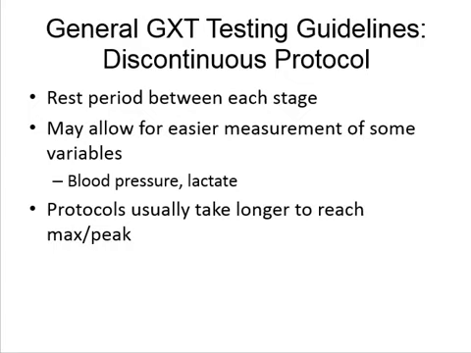And then the third protocol is a discontinuous protocol. So here we actually have rest periods between the different stages. And so you may be on the treadmill for 2 or 3 minutes and then stop for a minute or two so that we can measure a couple other variables. So if you're measuring blood pressure during the test, it is a lot easier if you have them stop between each stage and measure it. We can still take blood pressure during continuous protocols. It's just easier during a discontinuous protocol.